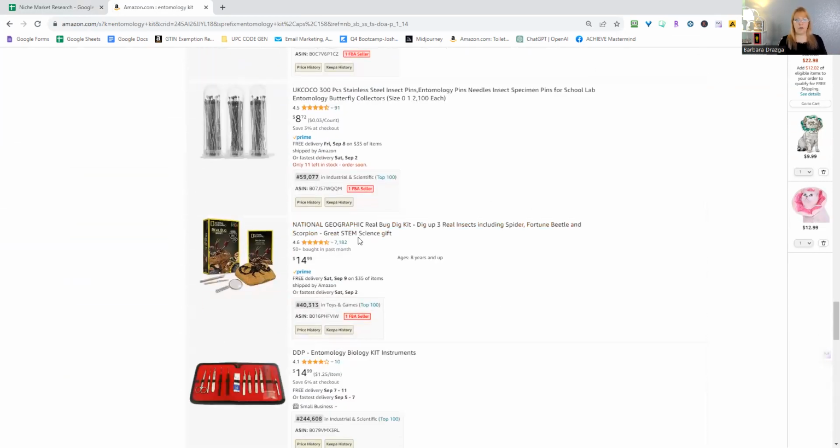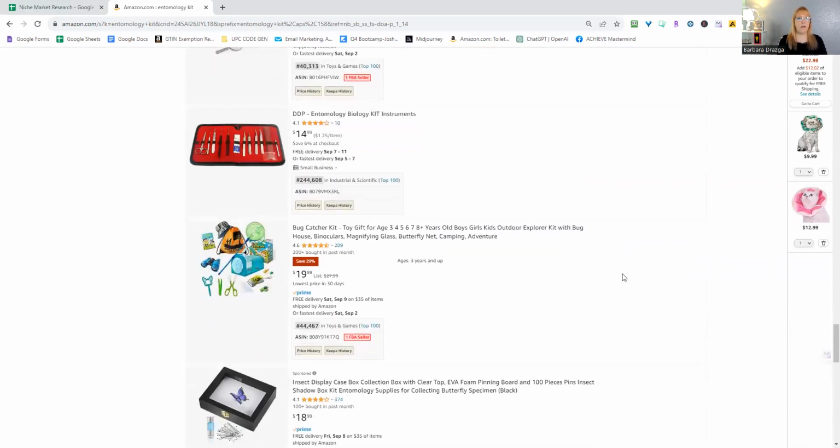Here's one kit, National Geographic. That's 4.6, $15. I'm guessing it's a basic insect bug dig kit. Oh, okay. So I see what it is. It's a dig kit. It's got a little rock in there. Inside they've embedded the scorpion and you dig it out. That's cute. That's not the direction I want to go though. I want a beginner's kit.